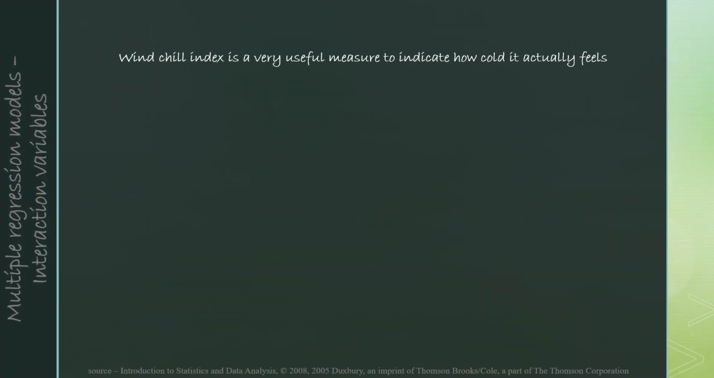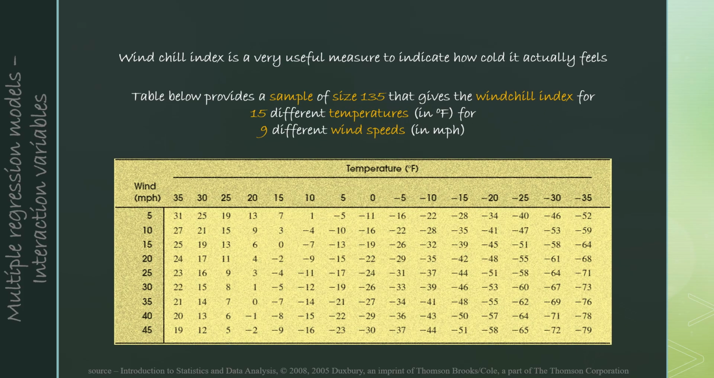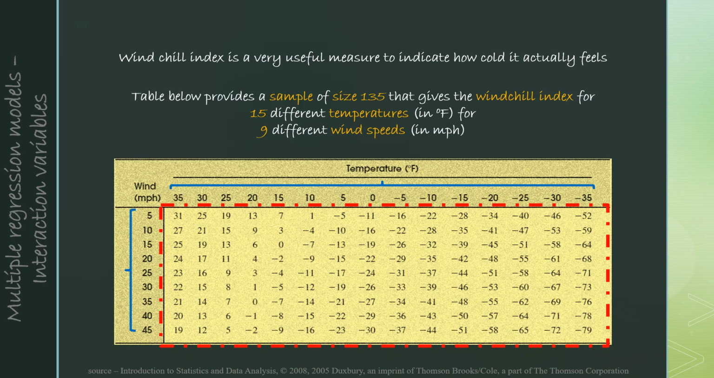Let's understand the interaction variables with an example. Wind chill index is a very useful measure to indicate how cold it actually feels. The table below provides a sample of size 135 that gives the wind chill index for 15 different temperatures in Fahrenheit and for 9 different wind speeds in miles per hour.